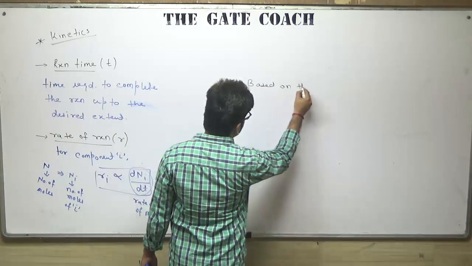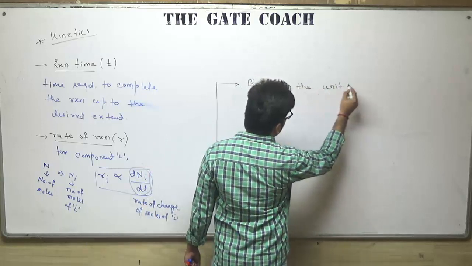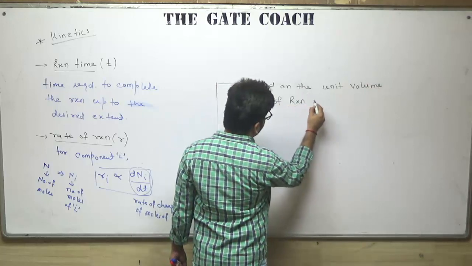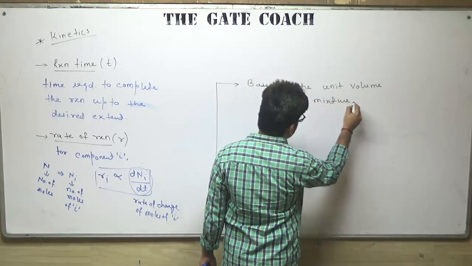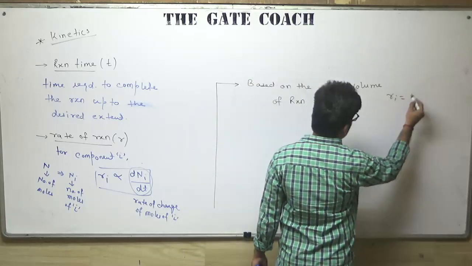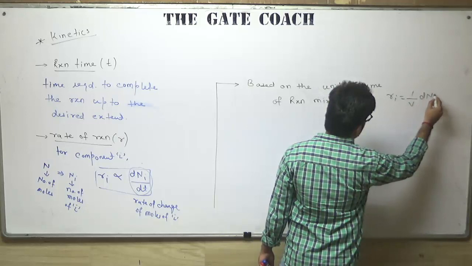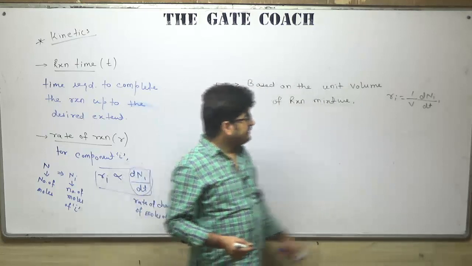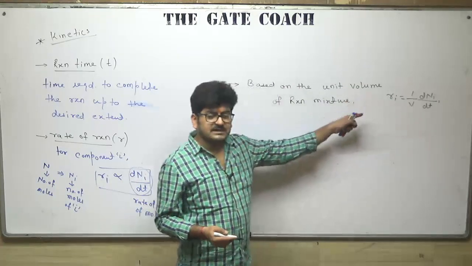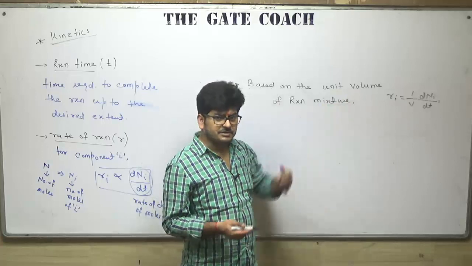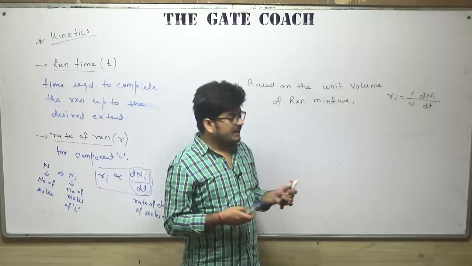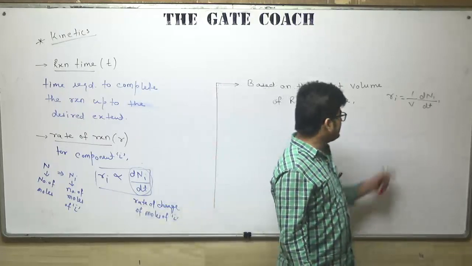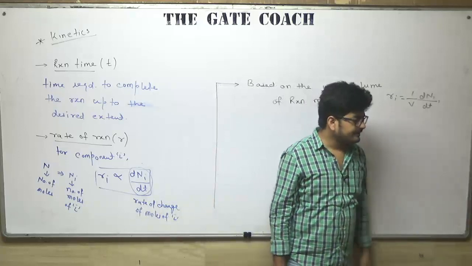based on the unit volume of reaction mixture, that is Ri is equal to 1 over V dNi over dt, where V represents the volume of reaction mixture. Okay, so guys, in SI system, what will be the units of this? In a SI system, what will be the units of Ri? Tell me.